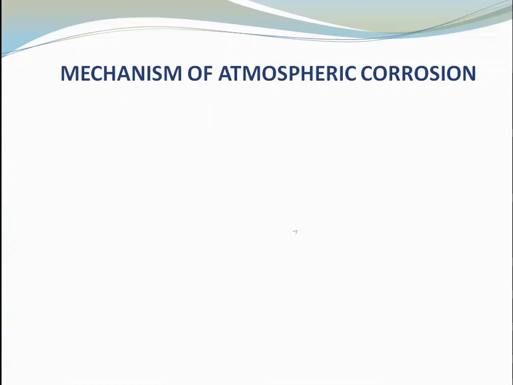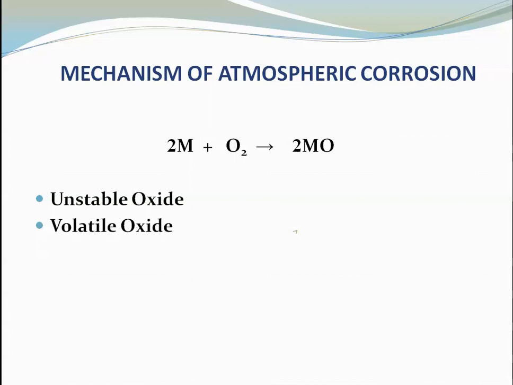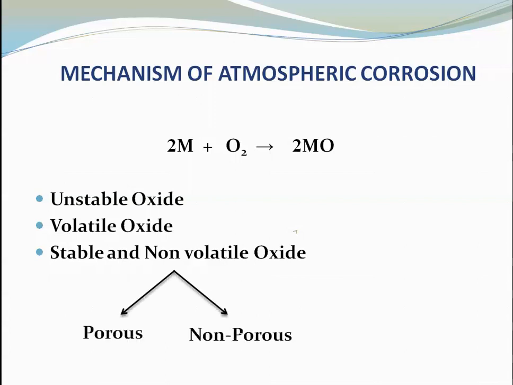What is the mechanism of this corrosion? It is a simple chemical reaction between metal and oxygen. Metal and oxygen together combine to give you metal oxide. This oxide may be unstable, it may be volatile, or it may be stable and non-volatile.